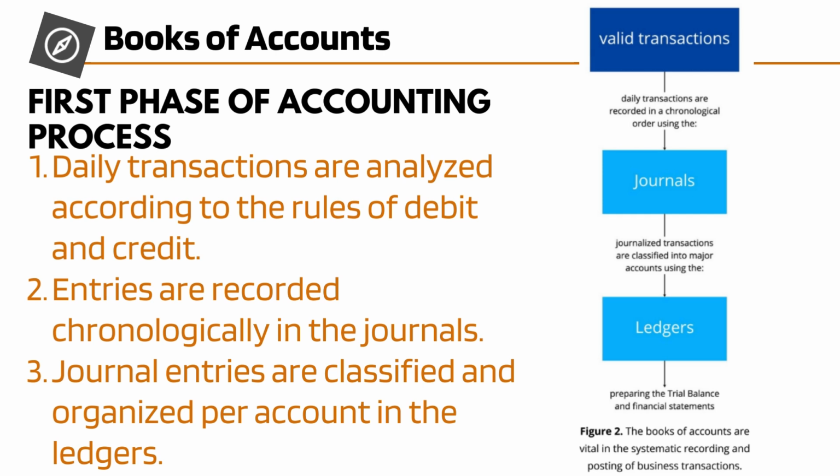The ledger serves as an extension of the journal. The ledger classifies transactions recorded in the journal to an account to compute the account balance. The balances of the accounts will be used to prepare the trial balance and subsequently, the financial statements. A service business keeps 4 books of accounts, namely the general journal, general ledger, cash receipts journal, and cash disbursements journal.